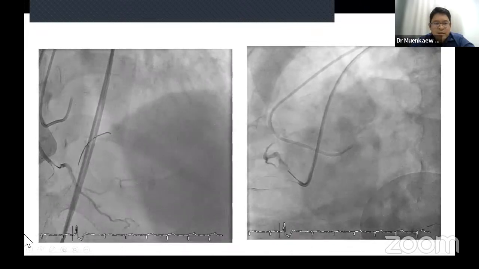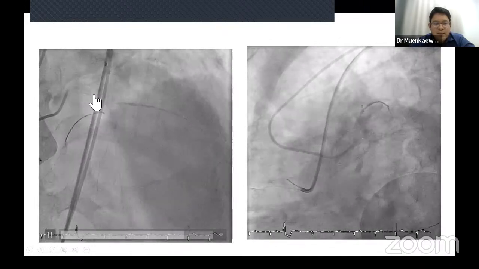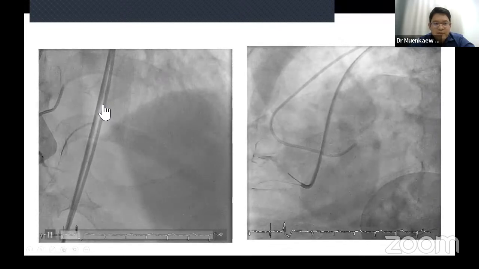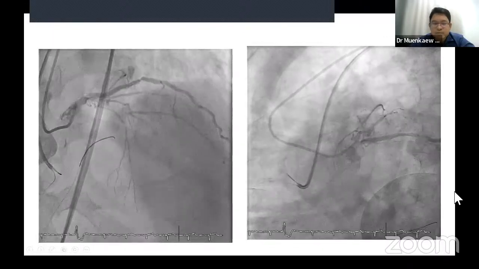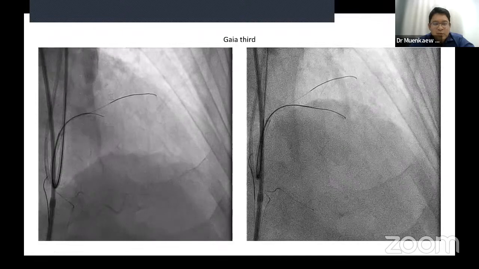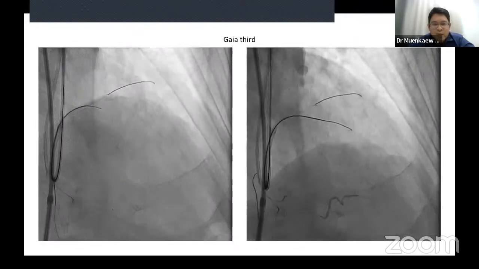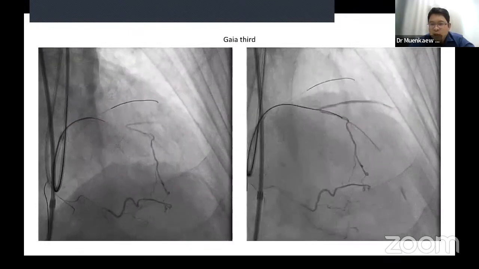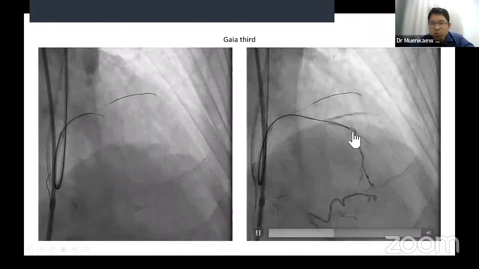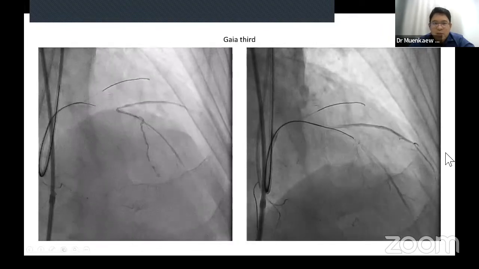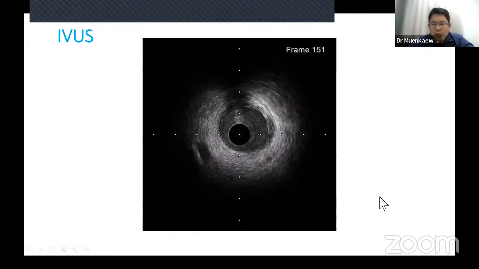So at this time, you can see that the CTO length is not long. It's only this, maybe around 15 mm or less. And here is a target at the mid LAD. So at this time, I know the distal target, I can know the CTO body course. So I have no fear, and I can go in the right direction with the Gaia Third. So I can get to the distal lumen and then check the IVUS.